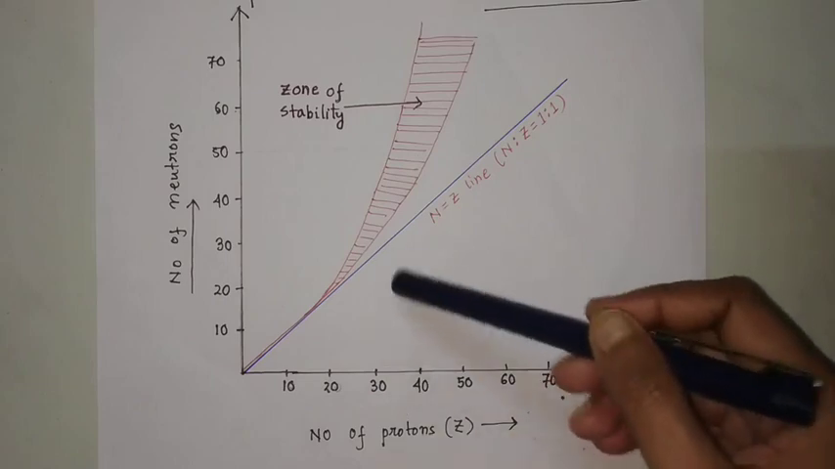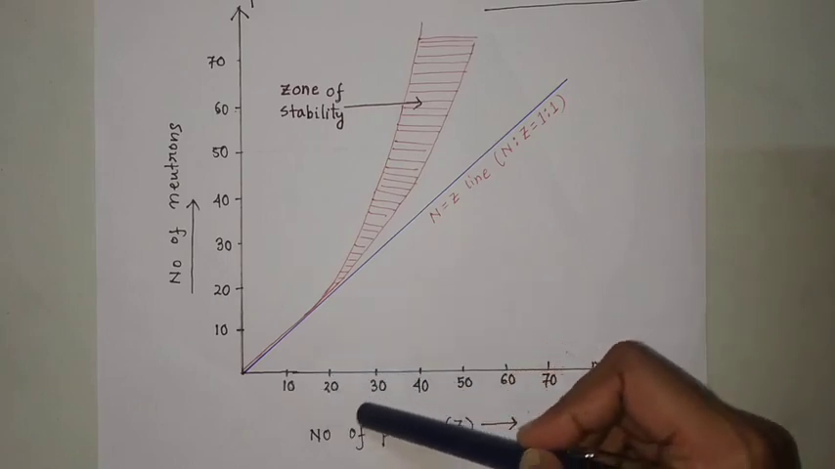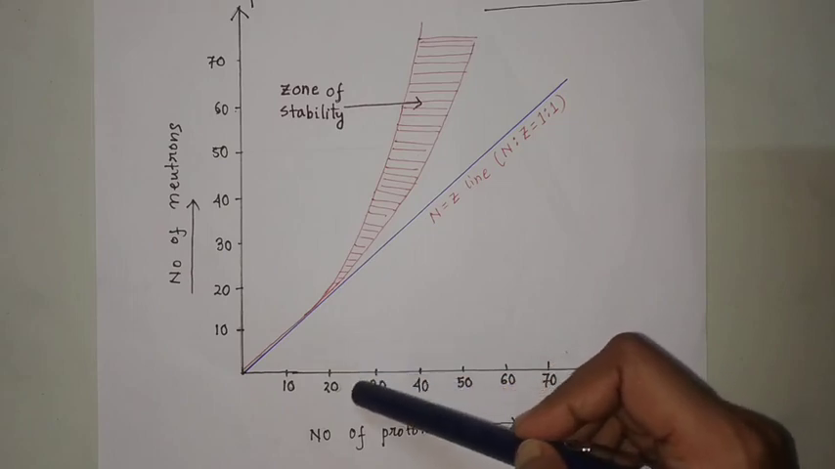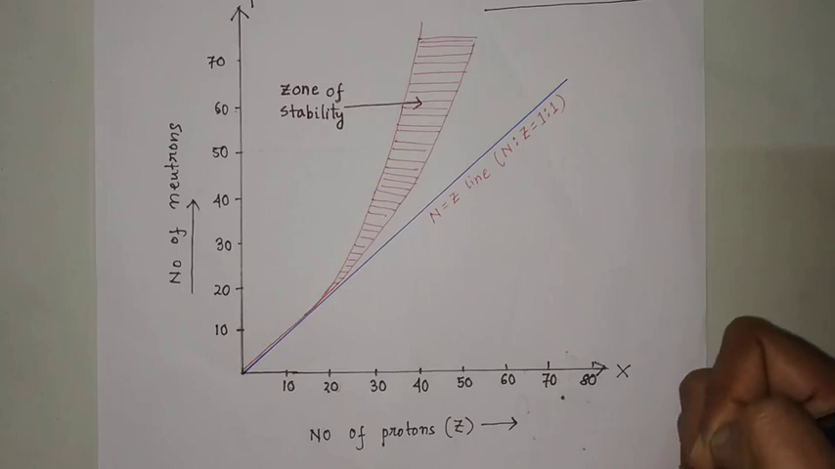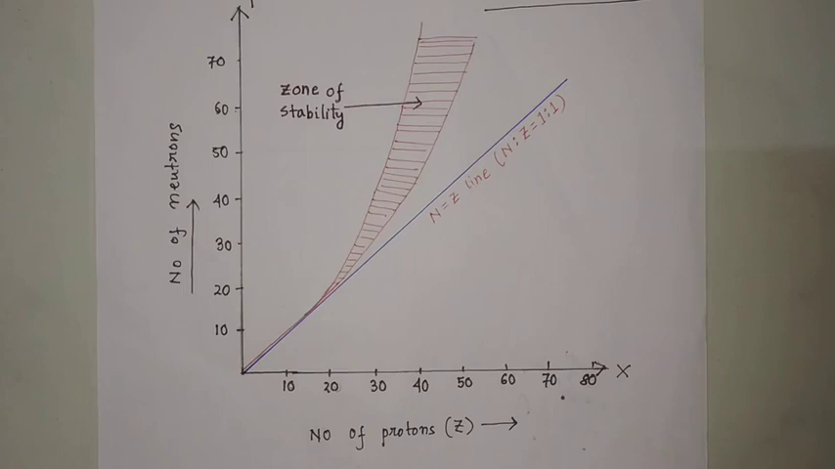Why does this happen? Because as the proton number increases, the number of protons in the nucleus increases. As a result, the positively charged protons repel each other due to the Coulomb electrostatic force. As the proton number increases, this repulsive force becomes very dominant, and the protons try to move away from each other, which decreases the stability of the nucleus.